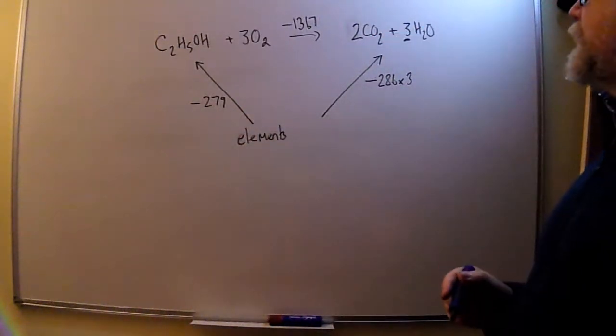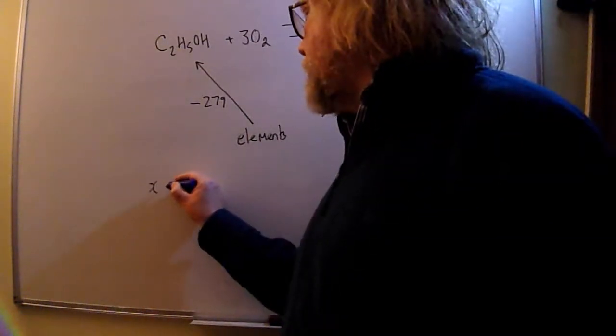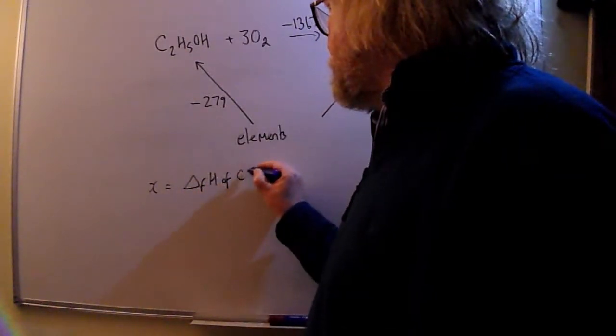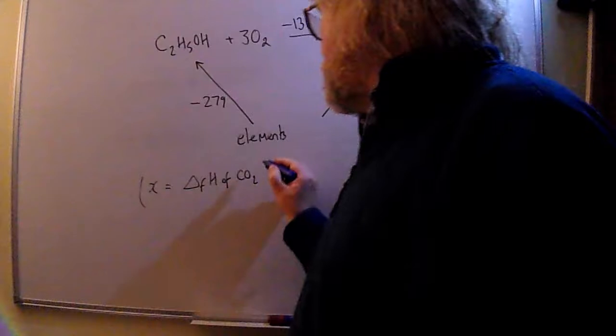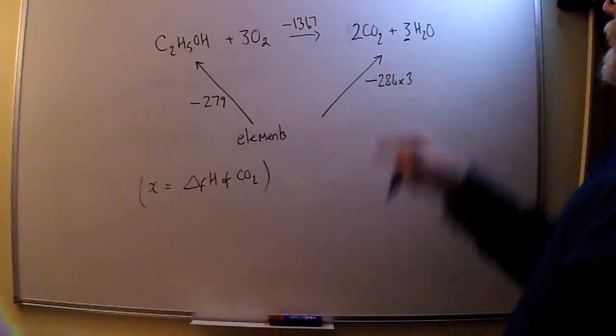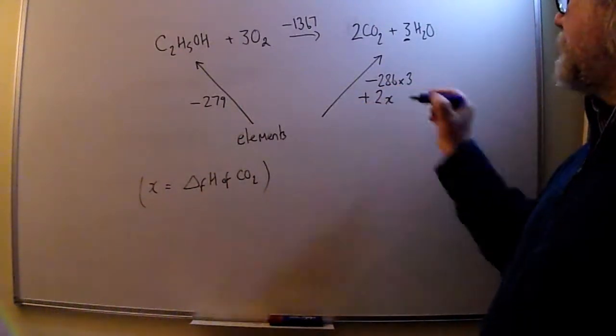What's the enthalpy change of formation of CO2? So what we can say, let's call X the enthalpy change of formation of CO2. Okay, so we'll just define that as being X, and so we can say, well, here we're making 2 moles of CO2, so that's plus 2x.